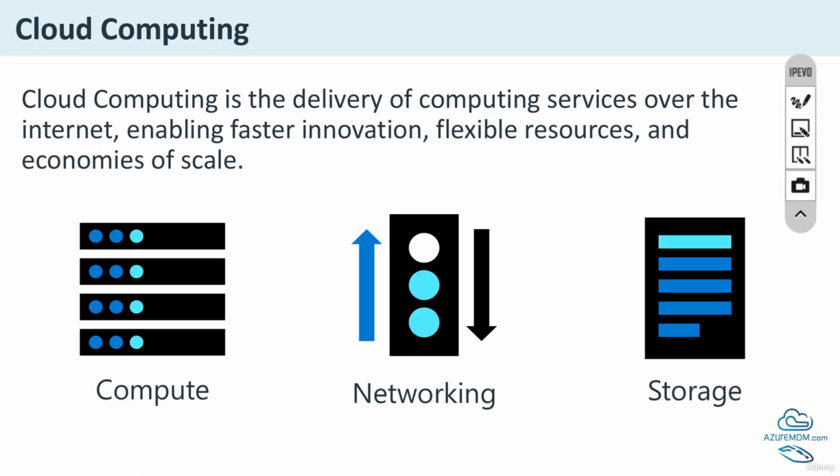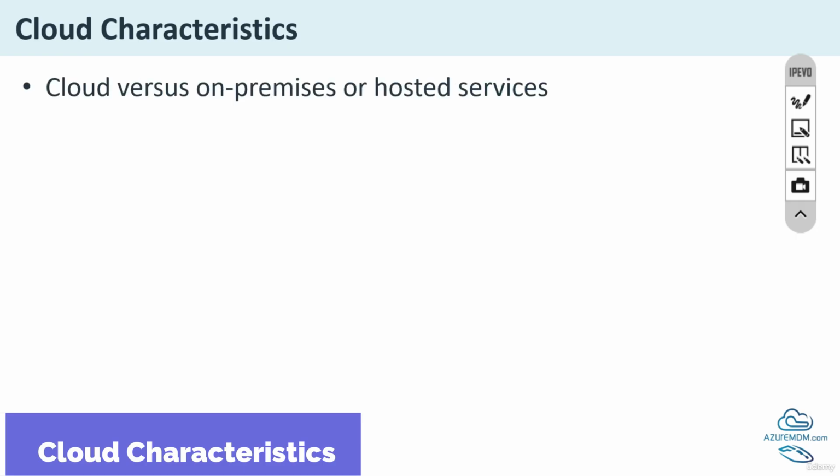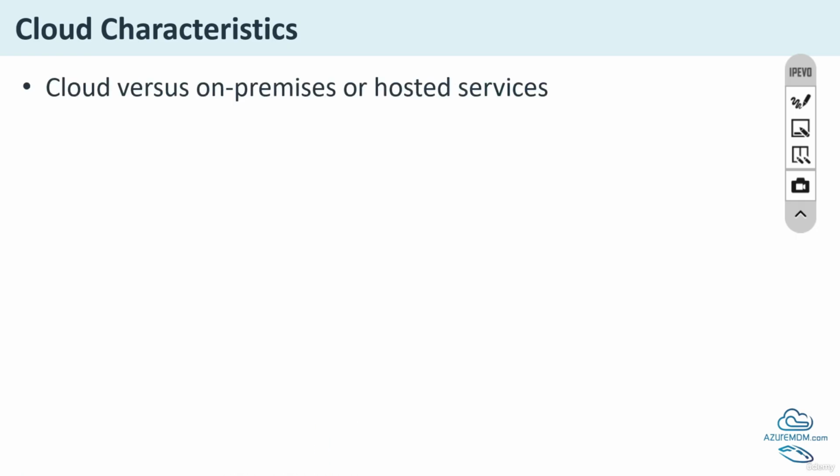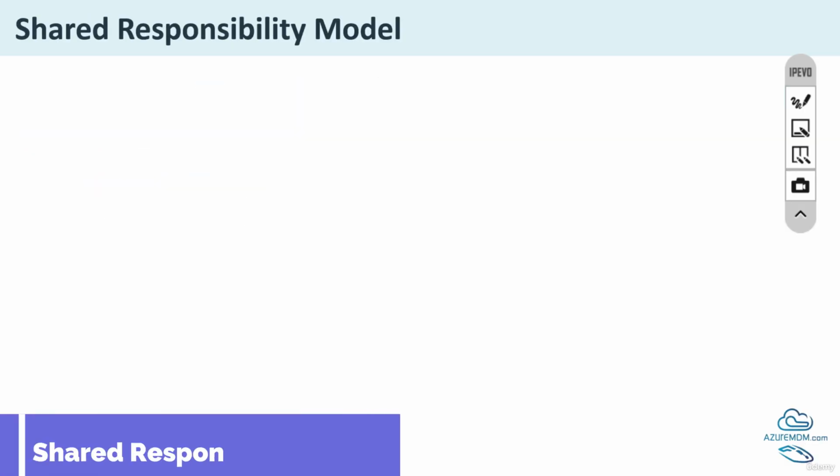Cloud computing is the delivery of computing services over the internet, enabling faster innovation. It offers flexible resources and economies of scale. Cloud characteristics: cloud versus on-premises or hosted services. For cloud service providers, it's a high availability service. High scalability is also there. Rapid elasticity: you can perform a number of tasks in this. And shared resources: the resources here can be shared. Shared responsibility model.